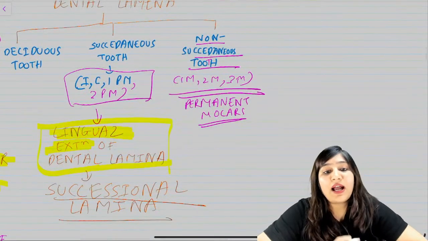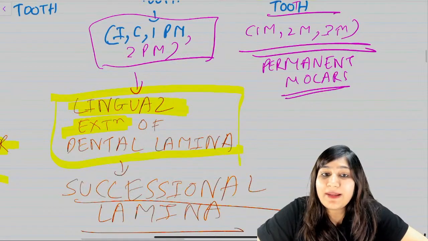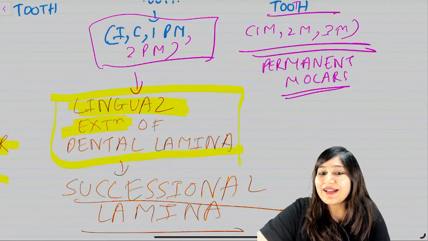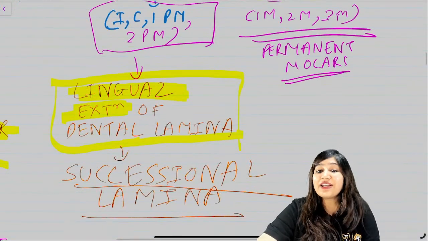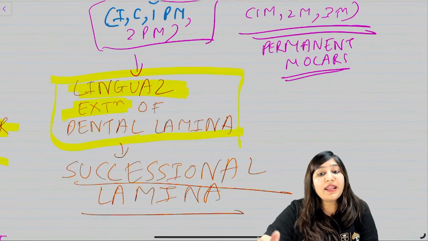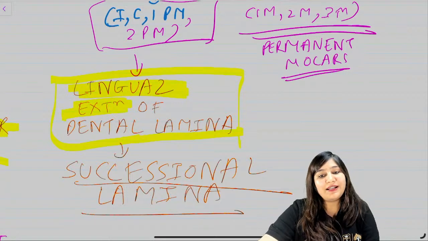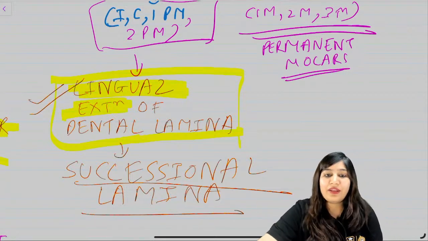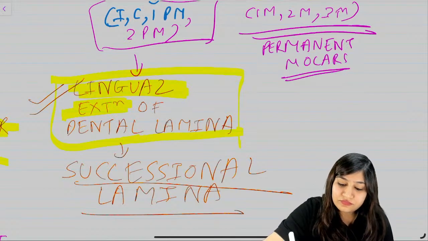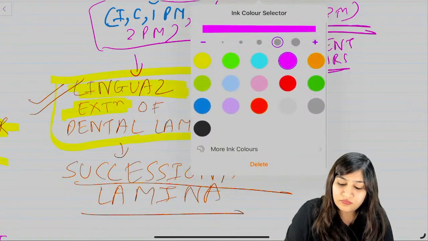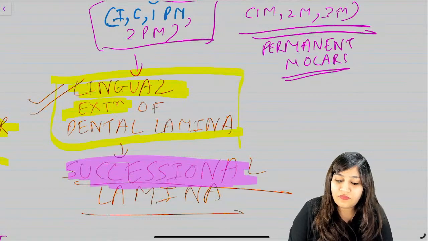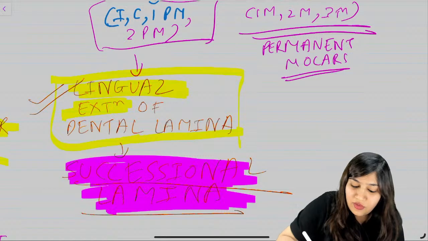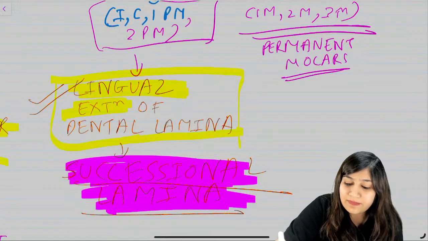So if you are asked what is successional lamina, what will be your answer? Successional lamina is mainly the lingual extension of dental lamina.